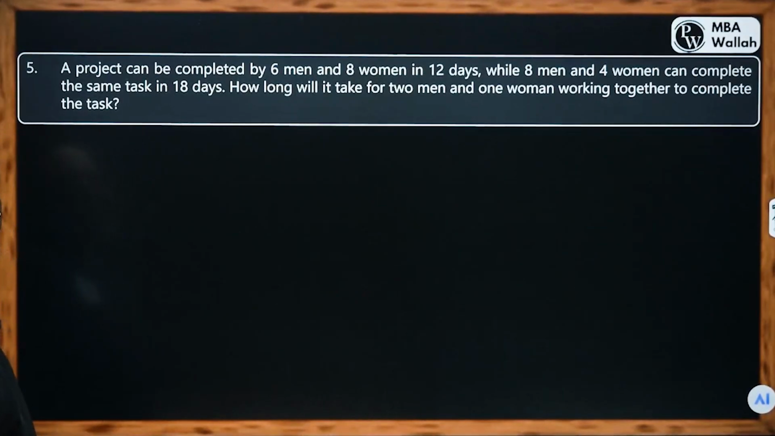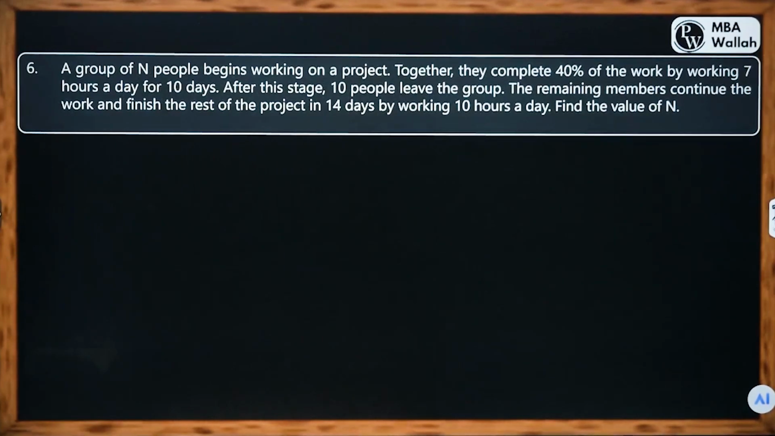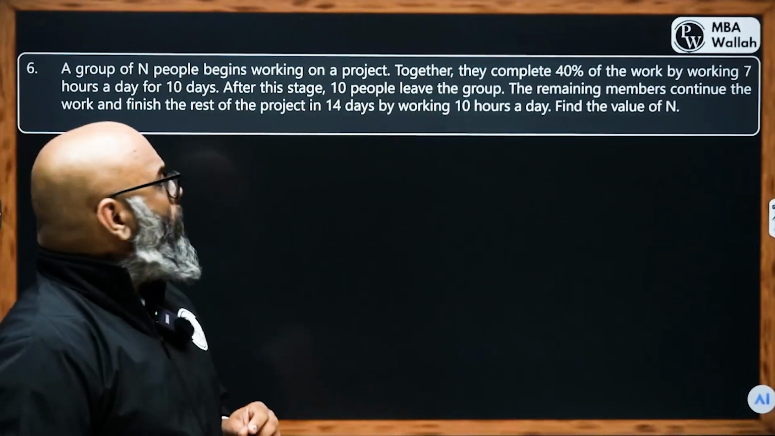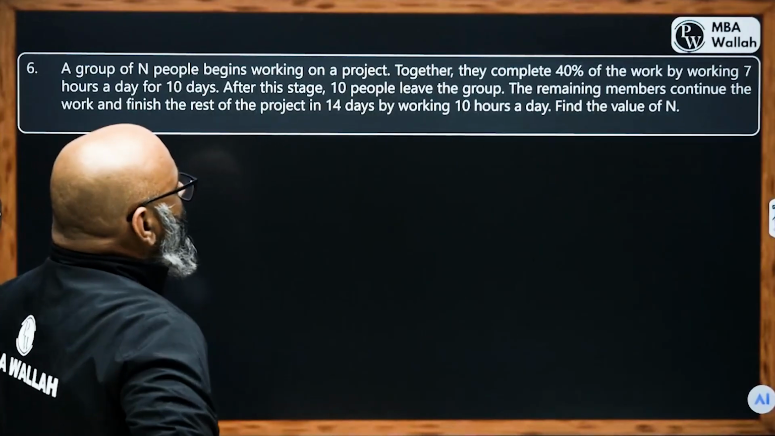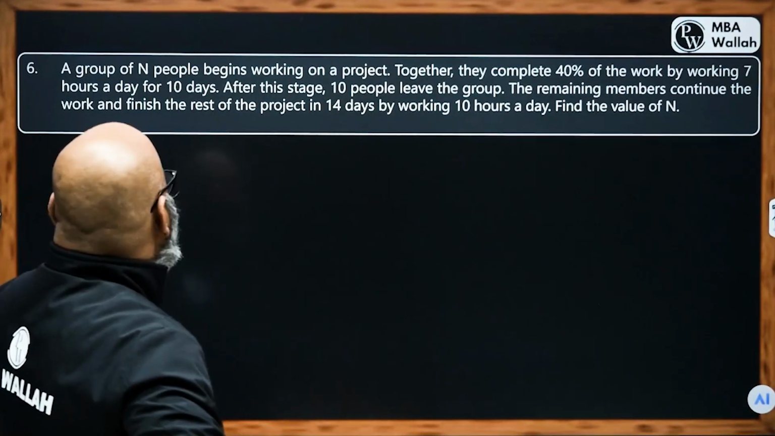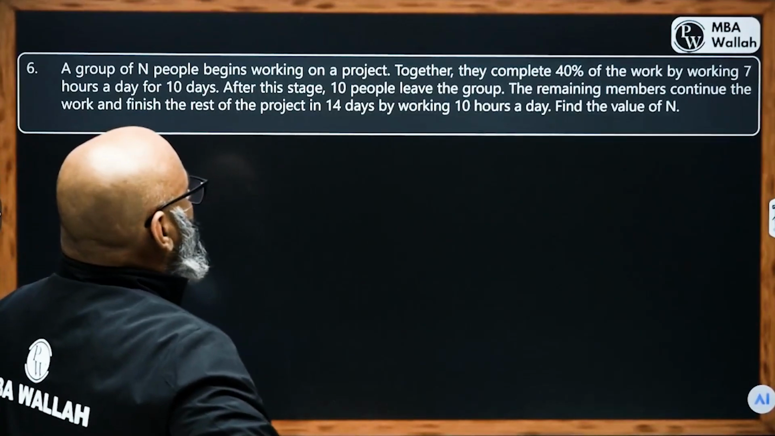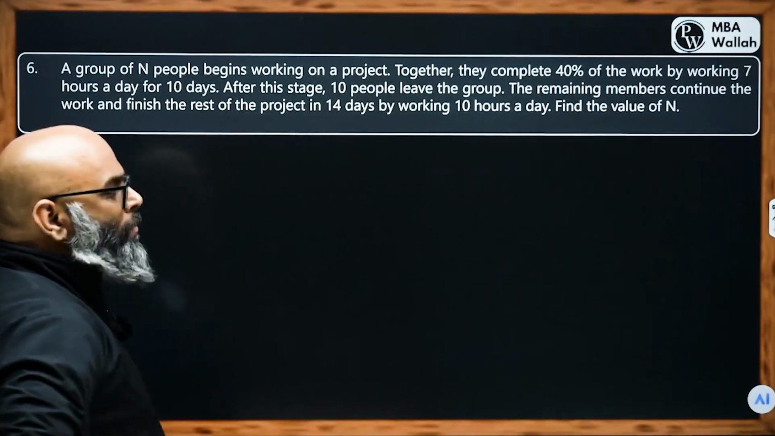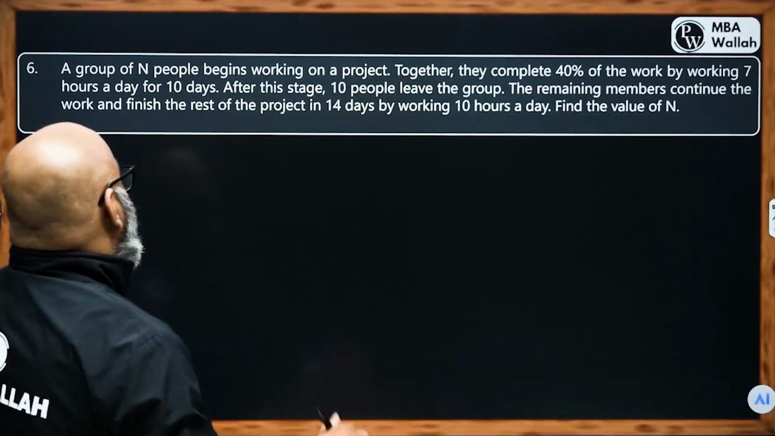To the last one for the day. I'm stepping aside again. And here we solve. A group of n people begins working on a project. Together they complete 40% of the work by working 7 hours a day for 10 days. After this, 10 people leave the group. The remaining members continue the work and finish the rest of the project in 14 days, working 10 hours a day. Find the value of n.